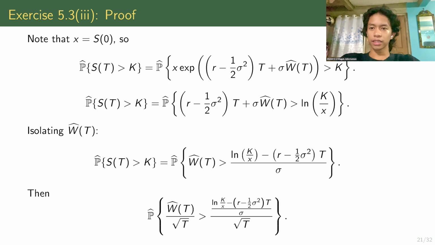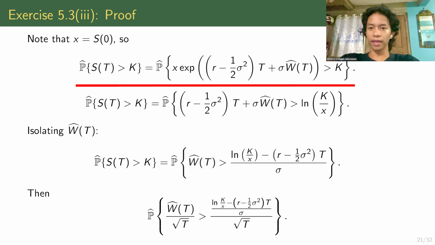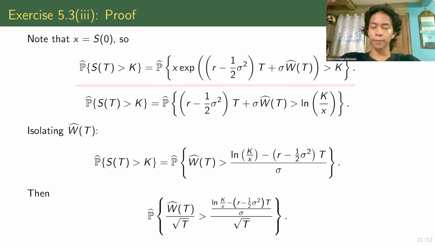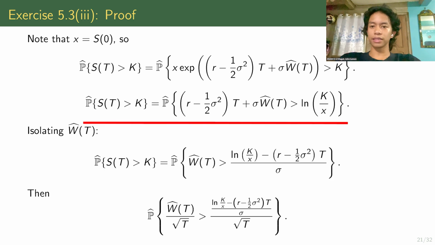Okay, note that the initial stock price S of 0 is simply x. We can now write the probability of S of t greater than k as equal to the probability of S of 0 exponential of r minus 1 half sigma squared t plus sigma W of t greater than k. And then dividing both sides by x, which is S of 0, and taking the natural logarithm, we get the probability of S of t greater than k is equal to the probability of r minus 1 half sigma squared times t plus sigma W of t greater than ln k over x.